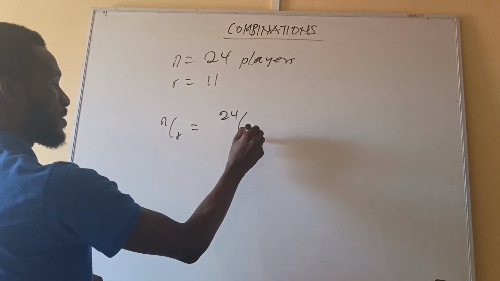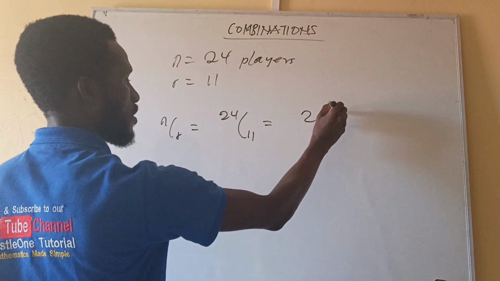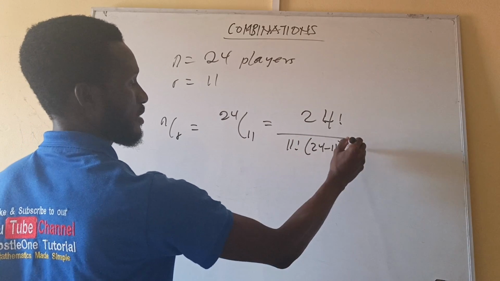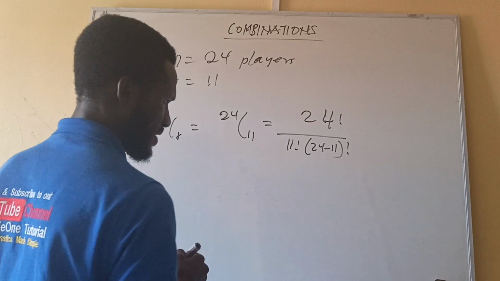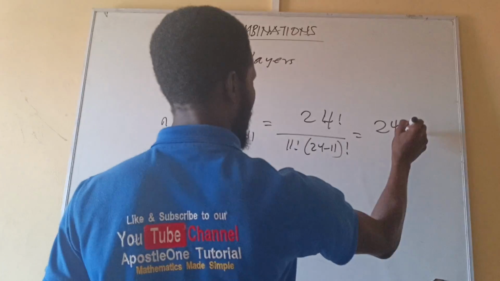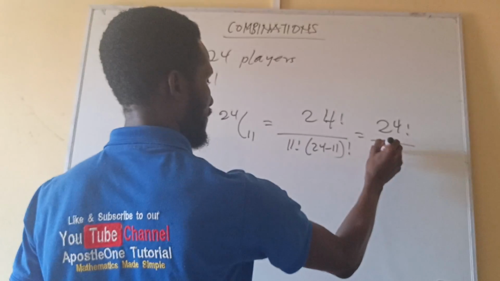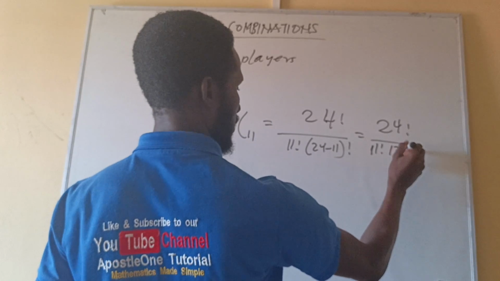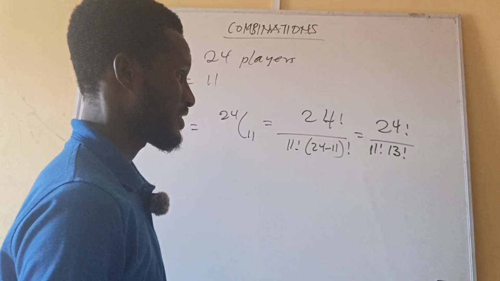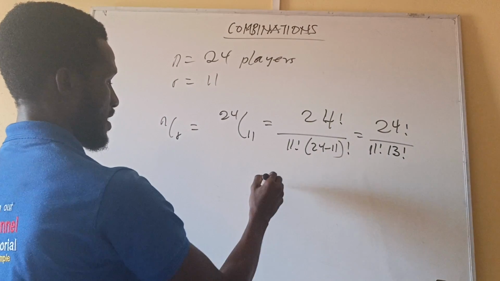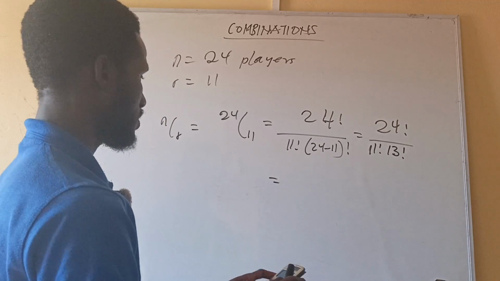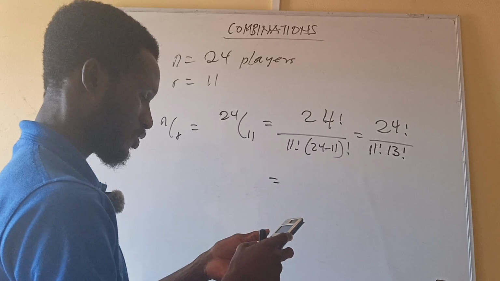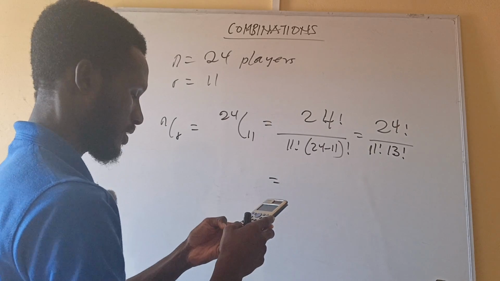which is 24 combination 11. So we have 24 factorial divided by 11 factorial multiplying 24 minus 11 factorial. This is so simple. So we have 24 factorial divided by 11 factorial multiplying 13 factorial. With this one, you can just punch the factorials into a calculator. So we have 24 combination 11.